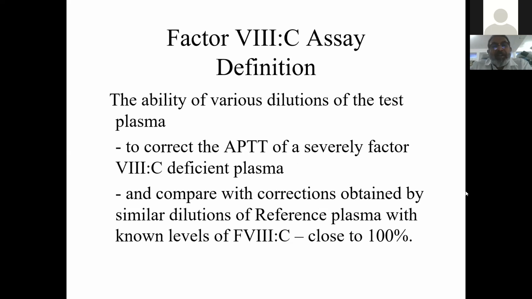Now, coming to the factor VIII assay, which is the most important part of this discussion. It is basically the ability of various dilutions of the test plasma or the patient plasma to correct the APTT of a severely factor deficient plasma and compare it with corrections obtained by similar dilutions of reference plasma with known levels of factor VIII close to 100%.